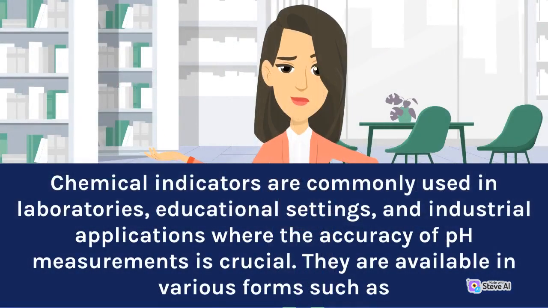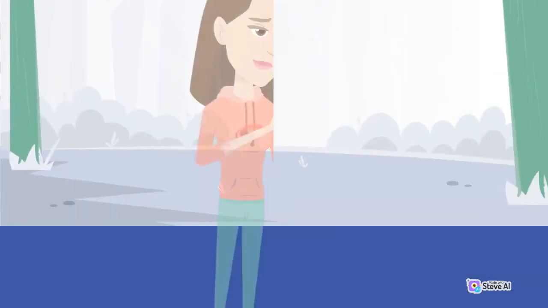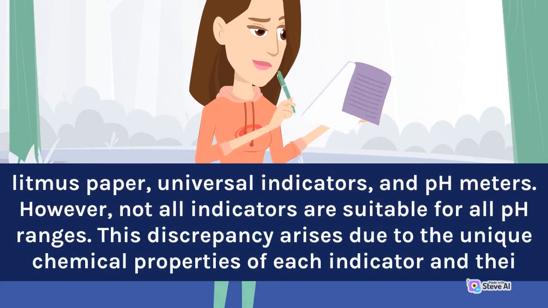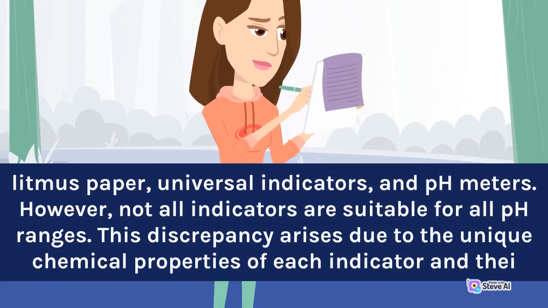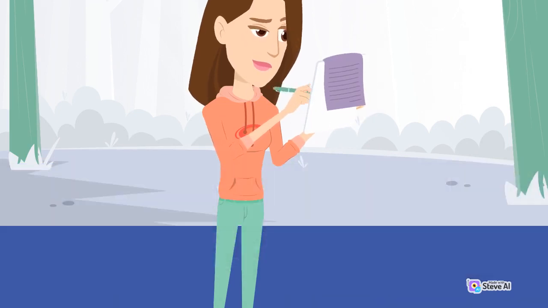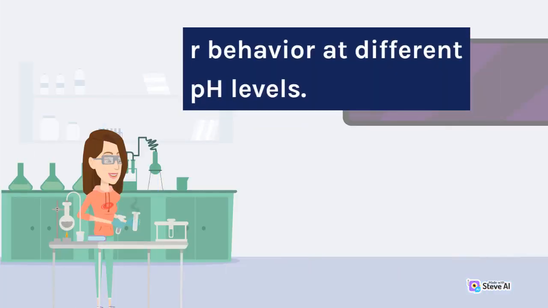Chemical indicators are commonly used in laboratories, educational settings, and industrial applications where the accuracy of pH measurements is crucial. They are available in various forms such as litmus paper, universal indicators, and pH meters. However, not all indicators are suitable for all pH ranges. This discrepancy arises due to the unique chemical properties of each indicator and their behavior at different pH levels.